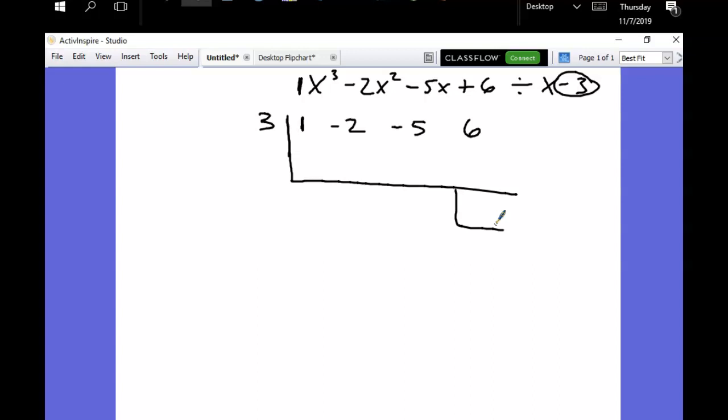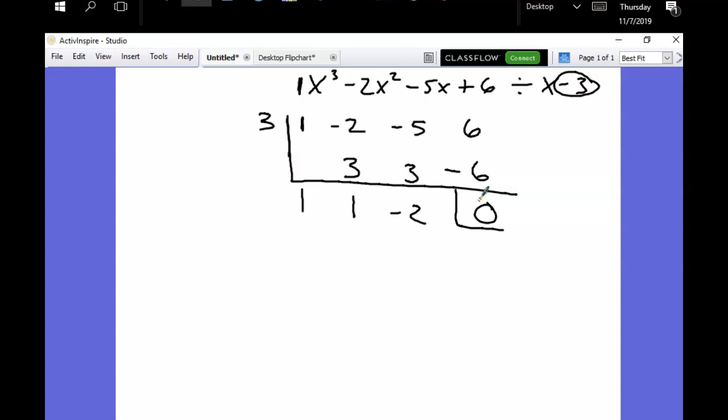So let's go ahead and see what happens. Bring down your 1, multiply, add down, multiply, add down, multiply. Yay, no remainder. That means we did something right. If you have a remainder, either you did your synthetic division wrong, or you picked a number that wasn't really a root.